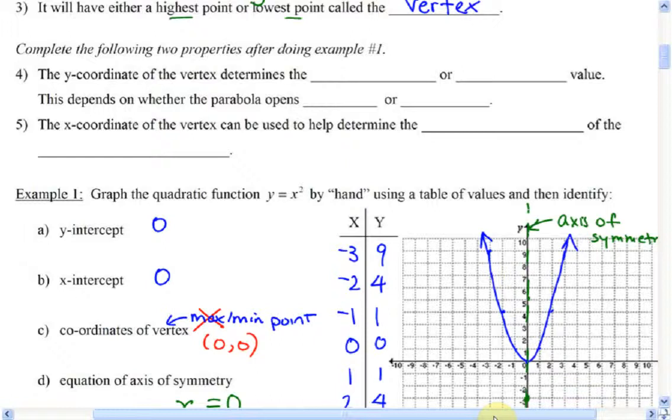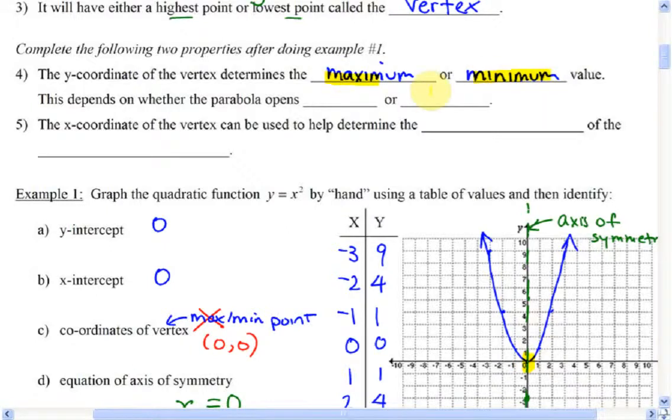Okay, the y-coordinate of the vertex determines the what? So the y-coordinate of the vertex seems to be this value here, the 0. What does that help us find? Well, it actually helps us find the maximum or the minimum value. Okay? That's here. Max or min value.